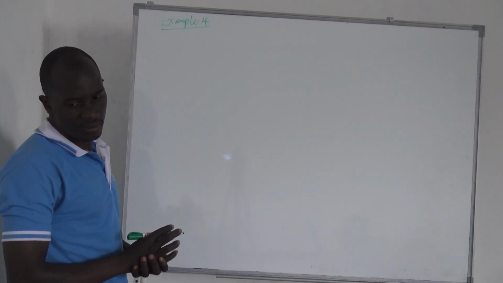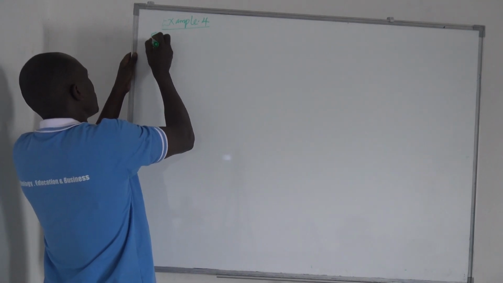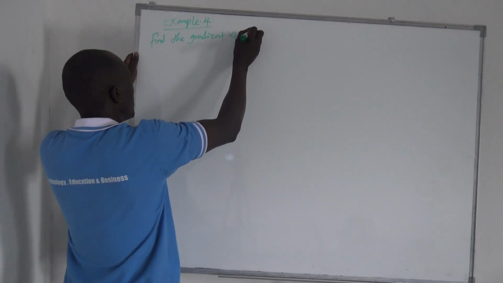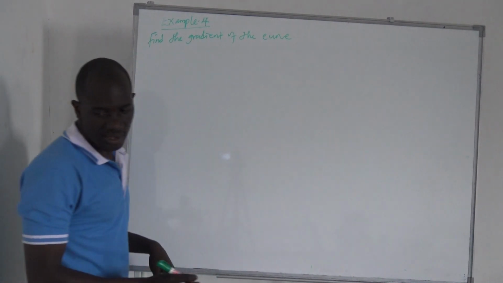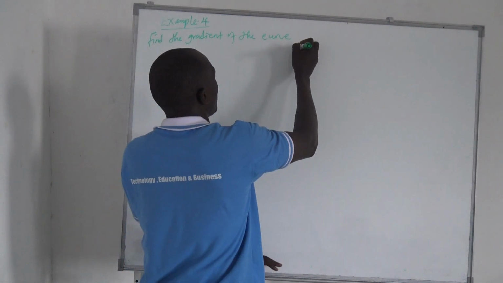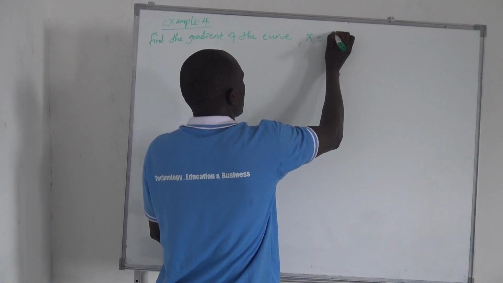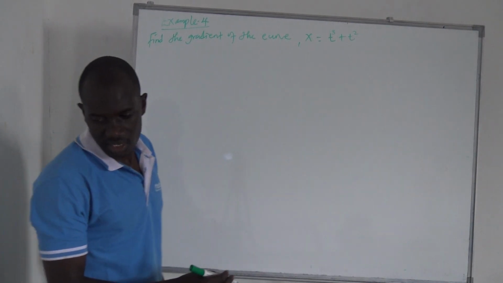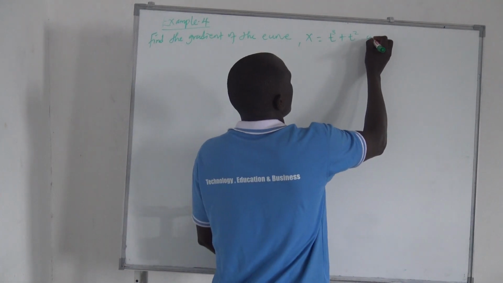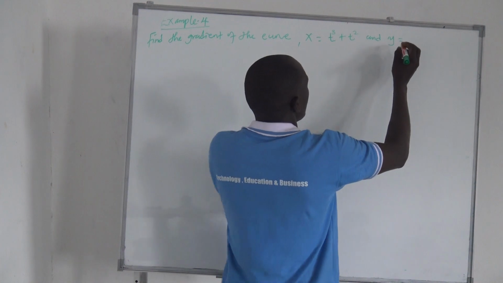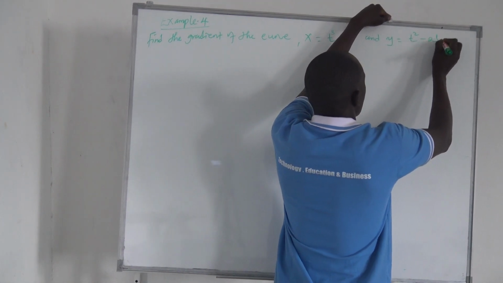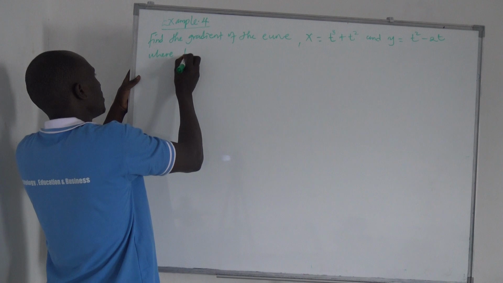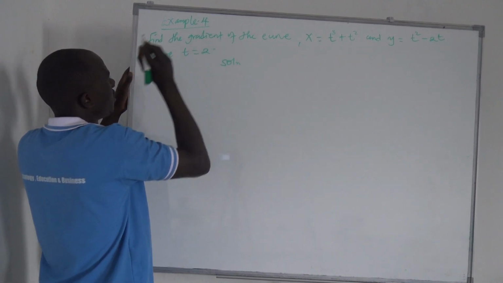Example 4 goes: find the gradient of the curve x equals t cubed plus t squared and y equals t squared minus 2t, where t equals 2. They have said find the gradient of the curve.